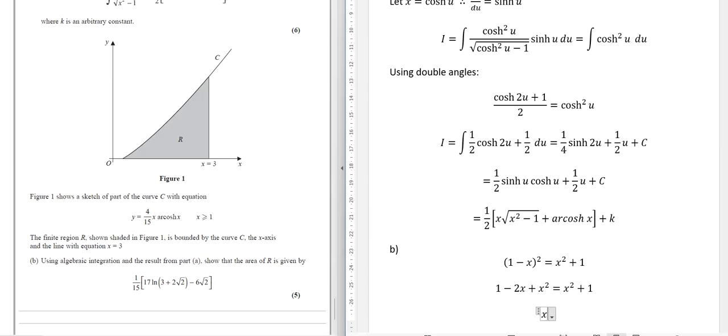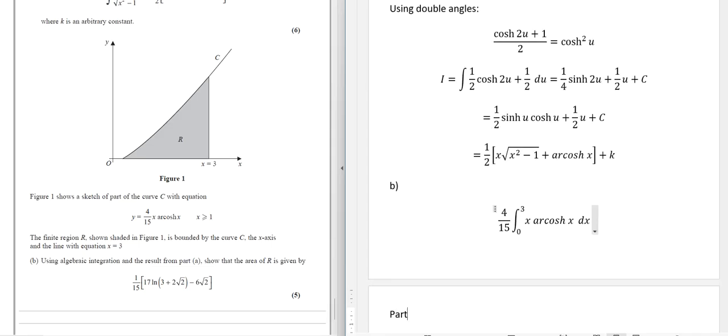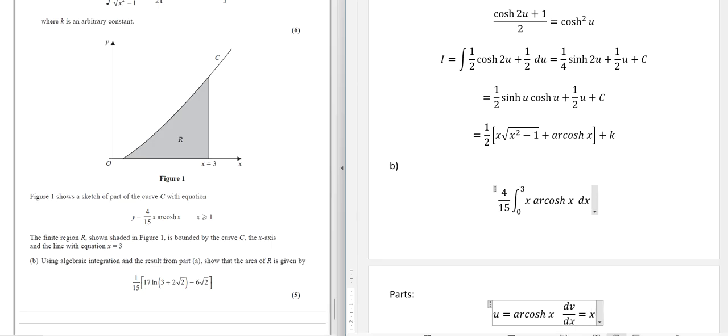So we want to integrate between 0 and 3. We want 4/15. I'll leave that out front, but it might come in handy later. There must be a reason they've done that. And then arccosh of x dx. And I already said when I looked at this question before that parts is probably going to be helpful. I'm going to differentiate arccosh x. I'm going to integrate the x bit.